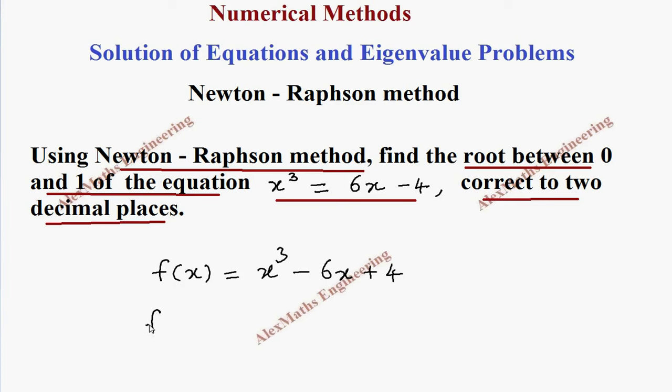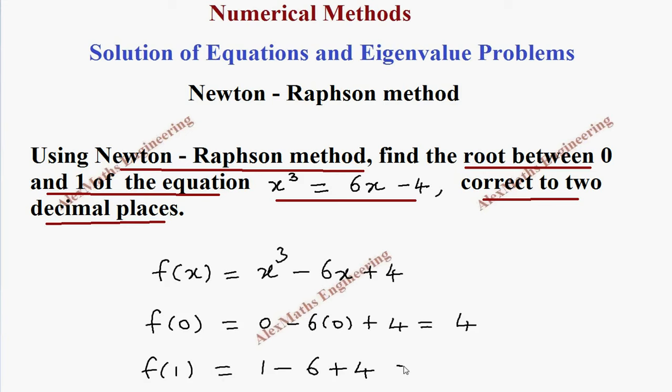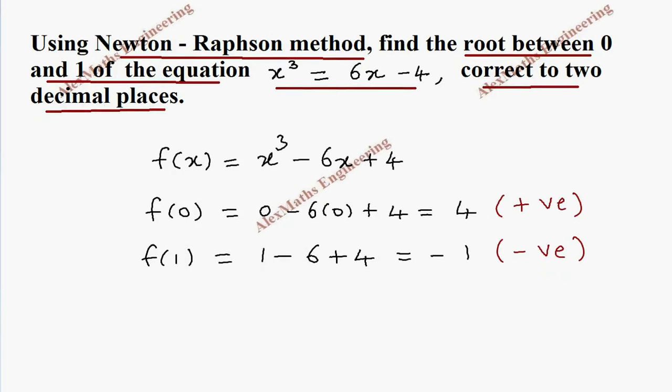We have to find f of 0 first, which is 0 cube minus 6 into 0, anyway it is 0, and finally plus 4. So the total answer is plus 4 here. And f of 1 we are going to find: 1 cube is 1, minus 6 into 1 is 6, plus 4, and totally this is minus 1. So we notice the value changes from positive to negative. So we can say the root lies between 0 and 1.